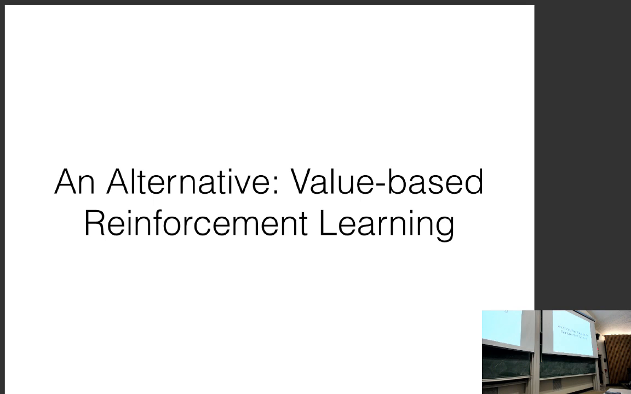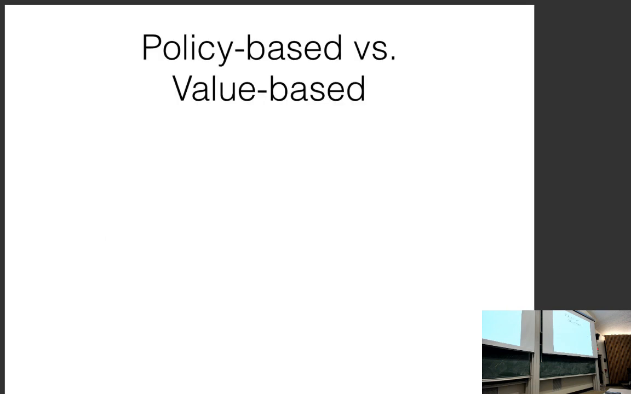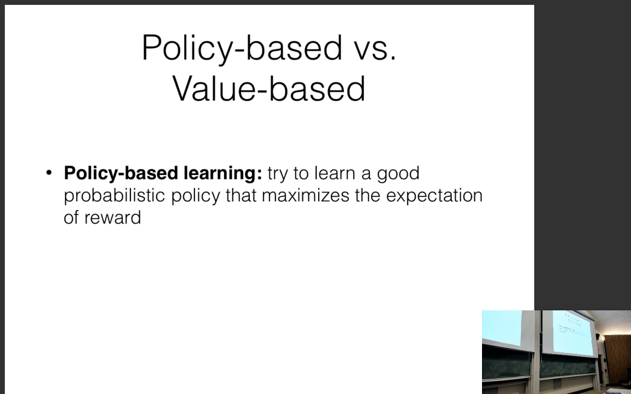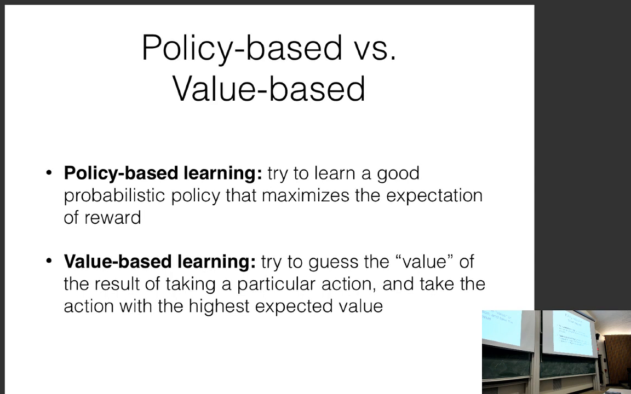So there are alternative reinforcement learning methods. An alternative is value-based reinforcement learning. So, policy-based versus value-based reinforcement learning. Policy-based learning tries to learn a good probabilistic policy that maximizes the expectation of the reward. So basically, you're learning a probabilistic function that at each step calculates a probability distribution over the actions. Whereas value-based learning tries to guess the value of the result of taking a particular action and takes the action with the highest expected value.